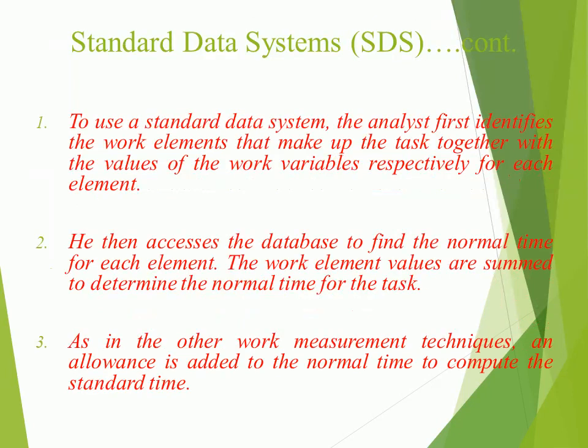To use a standard data system, the analyst first identifies the work elements that make up the task together with the values of the work variables respectively for each element. He then accesses the database to find the normal time for each element. The work element values are summed to determine the normal time for the task. As in the other work measurement techniques, an allowance is added to the normal time to compute the standard time.